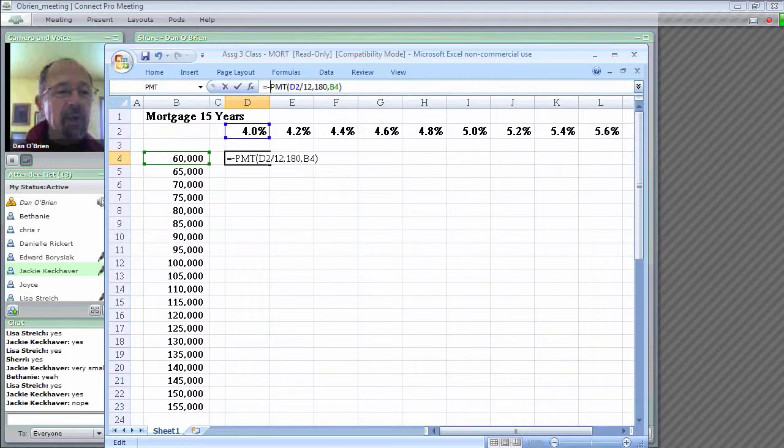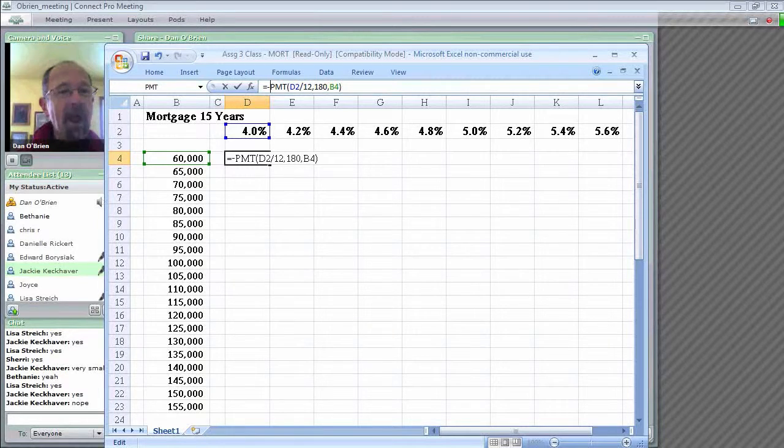Couple other things I'm going to do is I'm going to use the absolute. Now when I use the absolute for doing this problem, it gets a little tricky, because I'm going to want to take this formula and I'm going to want to copy it all the way down, and then I'm going to want to copy it all the way across.